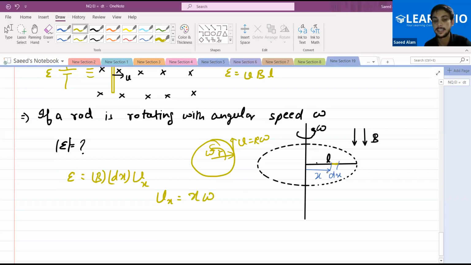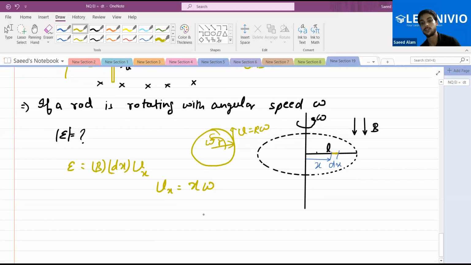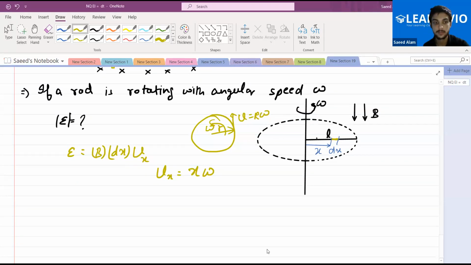This is the central distance x and the omega here. After that, just place it over here and you will get the relation. First of all, I'm writing this x omega here and then dx here. Now I'm in the correct position to integrate it, because omega is constant, B is constant, only x is the variable.